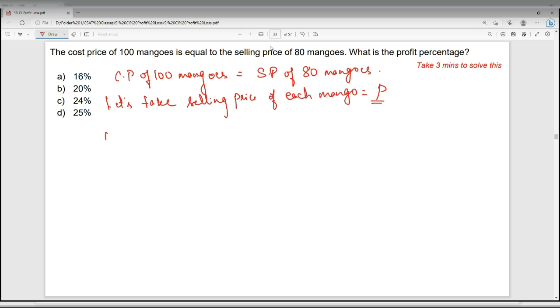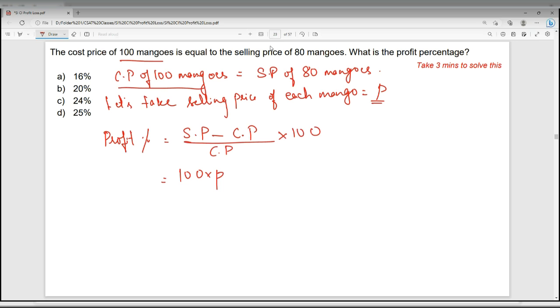We know that profit percentage is equal to selling price minus the cost price divided by cost price into 100. And selling price is nothing but, for 100 mangoes, it would be 100 into selling price of each mango, 100p. Now the cost price of 100 mangoes, they are saying that it is equal to the selling price of 80 mangoes. The selling price of 80 mangoes is 80 into p.